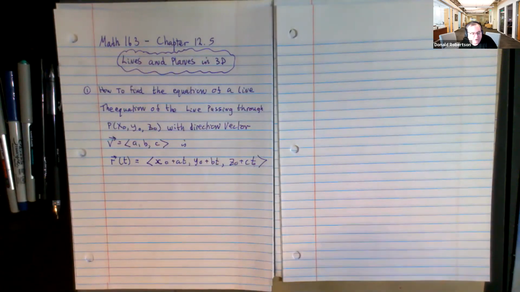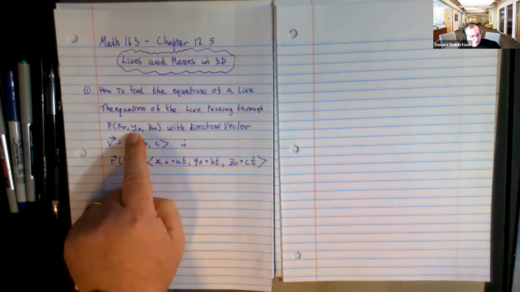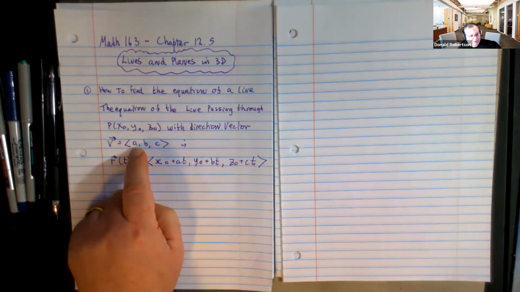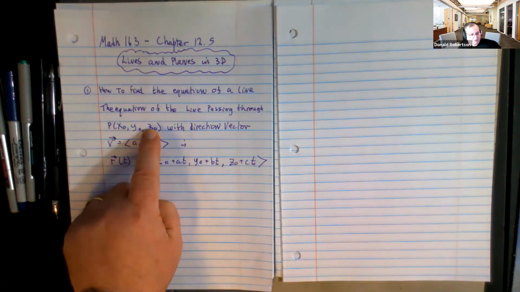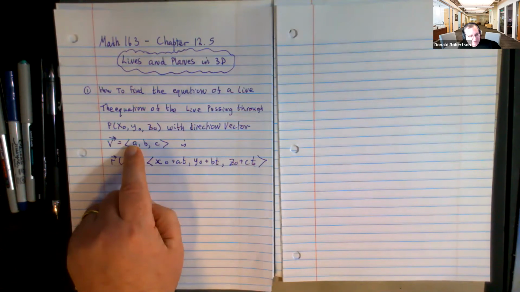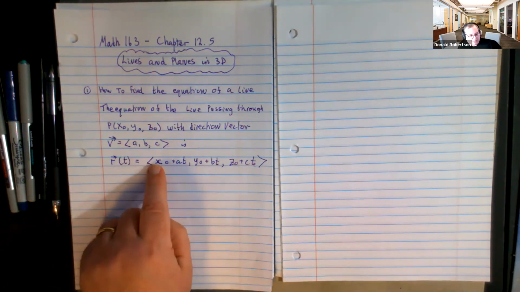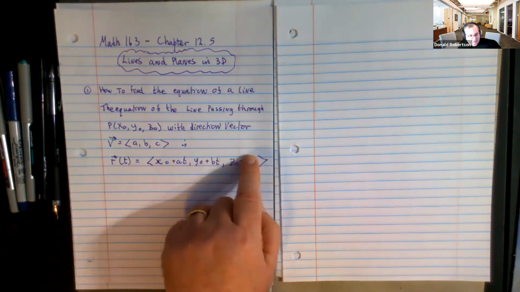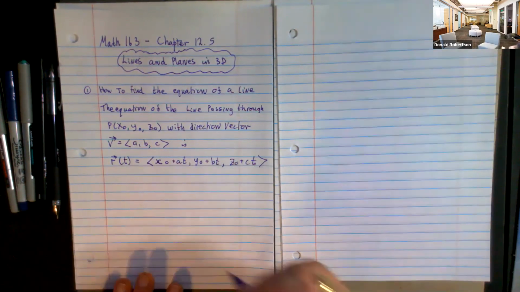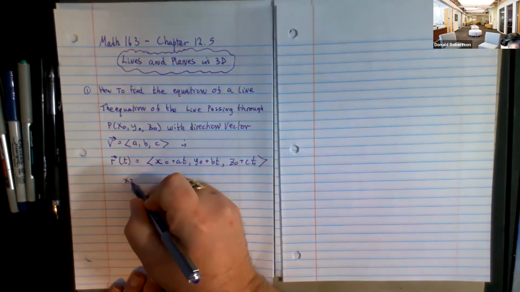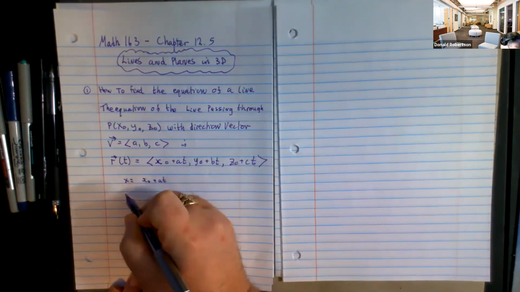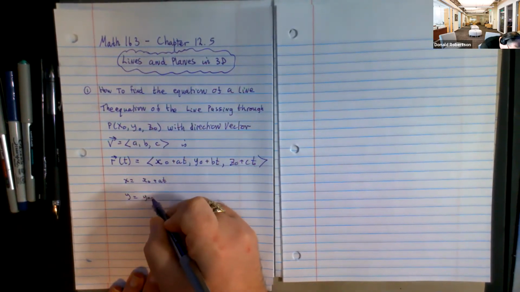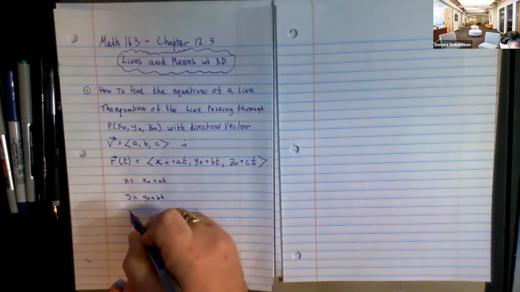If you want to find the equation of a line, tell me just two things. Tell me a point on the line and tell me the direction vector. And if we call the point x naught, y naught, z naught, and the direction vector ABC, then the vector equation of the line is like this. If you want to write it down in its parametric form, you essentially write it down as three equations.